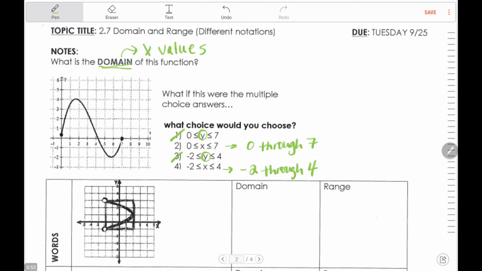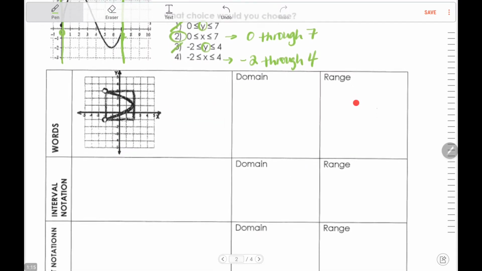So let's take a look. If I want to draw a line where the first value starts, that x value is at 0, and it goes all the way over to the x value of 7. This would be the domain. The domain is from 0 through 7. That is answer choice 2. Let's scroll down and take some notes.